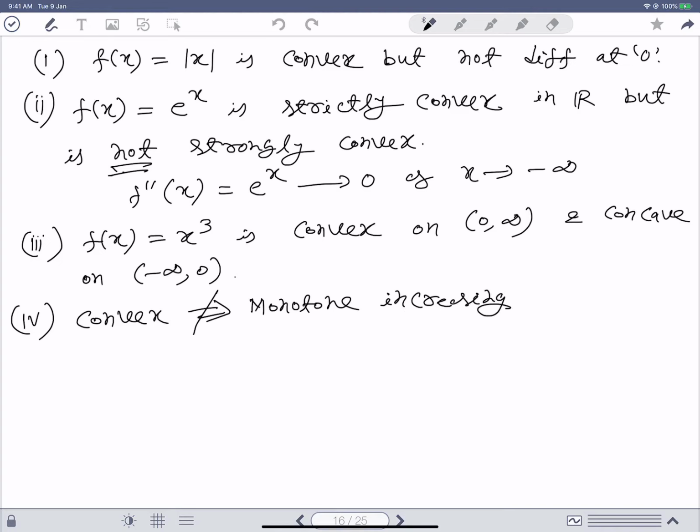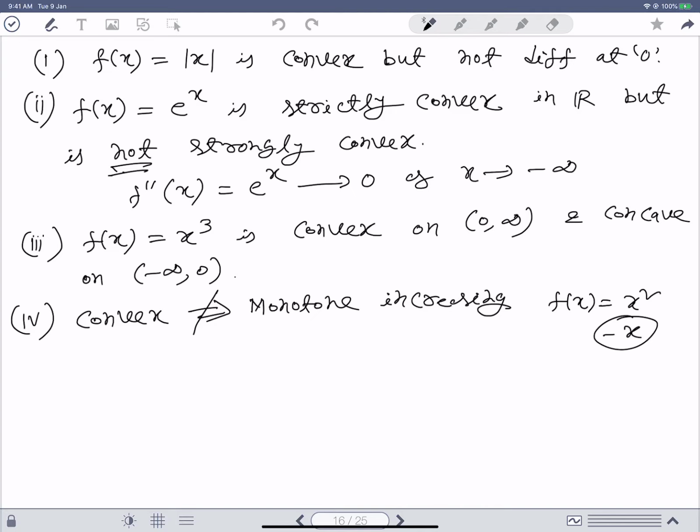So, you can give an example, you can take f(x) equal to x square, or you can take f(x) equal to minus x. This is another common mistake. If you take f(x) equal to minus x, this is also convex, but sometimes it looks like this is not convex. It is convex, but it is not monotone increasing.